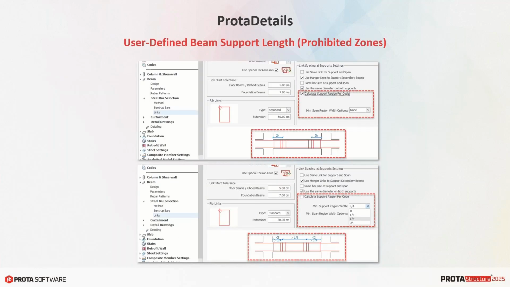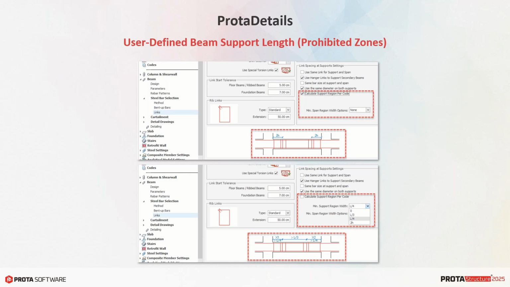Well, the critical regions at beam supports are measured as 2 times h from left and right support faces. For Eurocode DCM structures, the critical length is measured as 1 times height, and for DCH structures, 1.5 times. With the new version, you can now specify the minimum support region width.